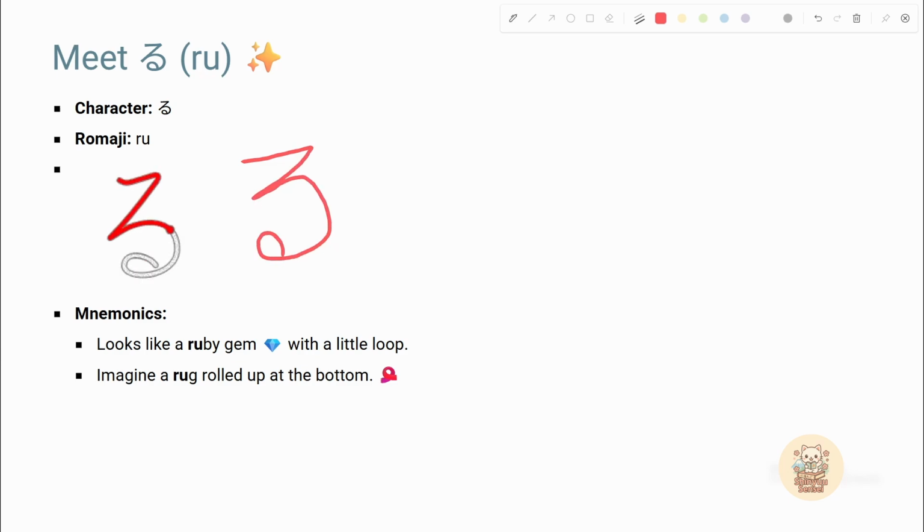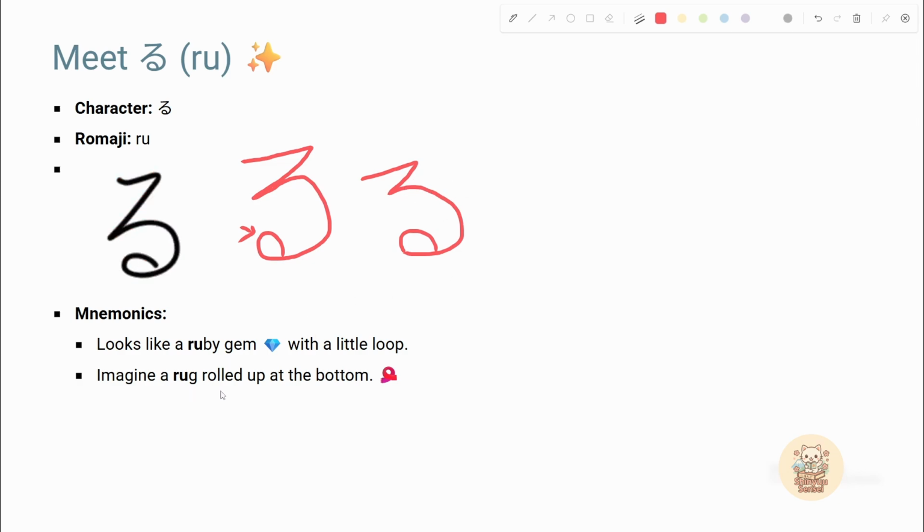So the mnemonics for Ru are very cute. Imagine this one is the ruby. Imagine a human, a human has a hand, and in his hand there is a ruby. So we have written the ru character here. Okay, so it looks like a ruby gem with a little loop.